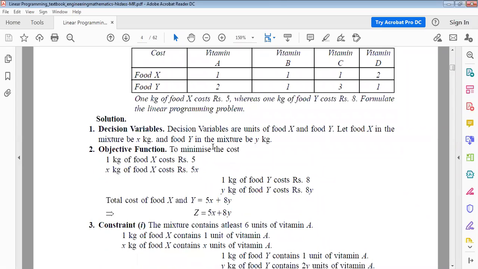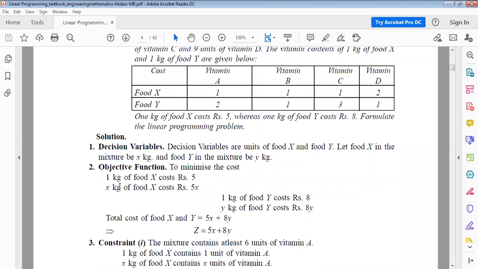So for the objective function, 1 kg of X food costs 5 taka. So X kg will cost how many? 5x taka. And 1 kg of food Y will cost how many? 8 taka, and Y kg, total cost what will be? 8y. So total cost for X and Y will be 5x plus 8y. This total cost will indicate the objective function. Remember it: Z equals 5x plus 8y.